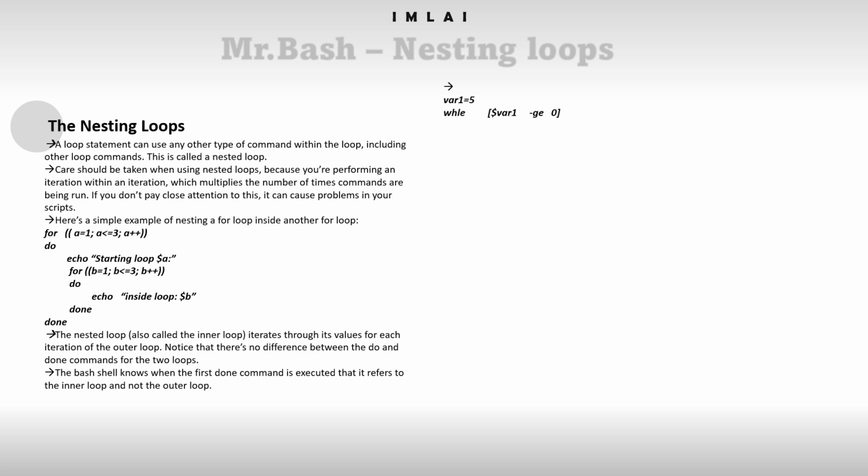The same applies when you mix loop commands, such as placing a for loop inside a while loop. Now let's take an example of a for loop as an inner loop and a while loop as an outer loop. You can see the example exactly in front of your eyes on your screen. So var1 is our variable, and then the while loop is our outer loop with a condition that var1 is greater than or equal to 0. If that's the case, do, done, echo outer loop var1.